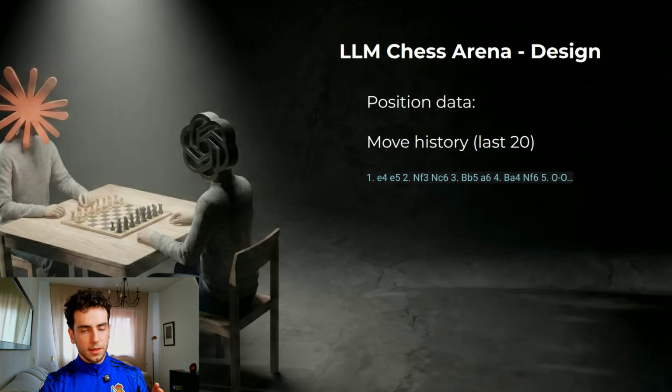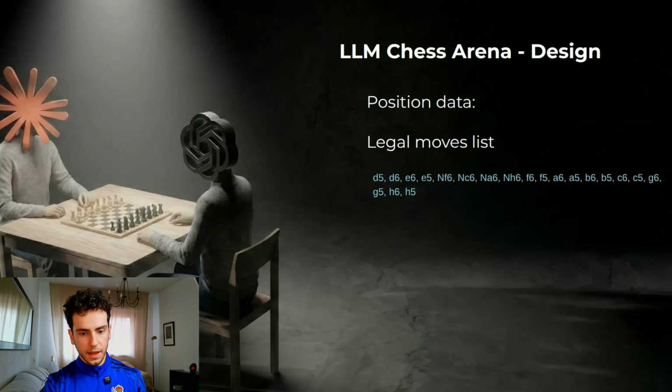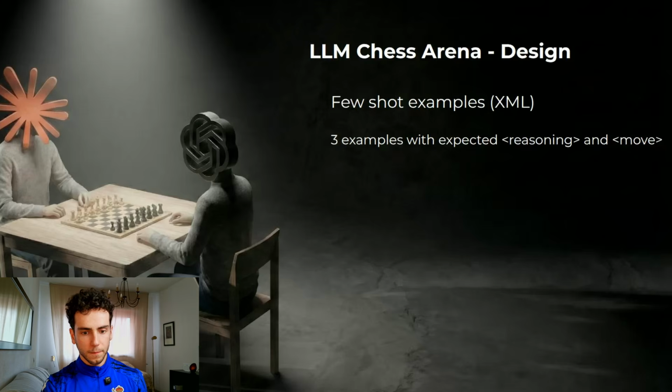Then we send it the last 20 moves that have happened in the game. And then we give it the options that it has, so like the list of the legal moves that there are. And finally, this is the last bit of context that we put into the AI.